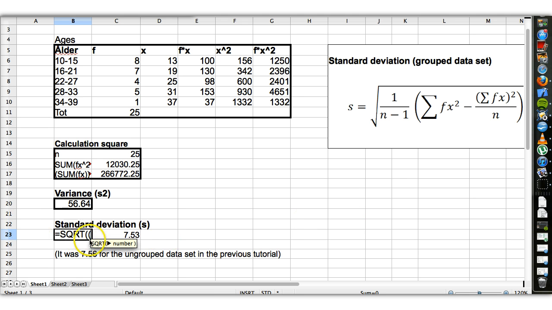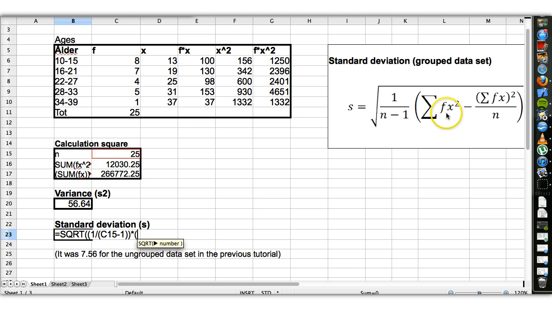So we need two parentheses here. We're going to calculate this part of the formula now, so I'm going to write 1 divided by another parenthesis, n minus 1. Close that parenthesis, close that parenthesis. We now have this part of the formula and we have the square root, and we're going to multiply this by this part of the formula here, multiplied by another parenthesis.